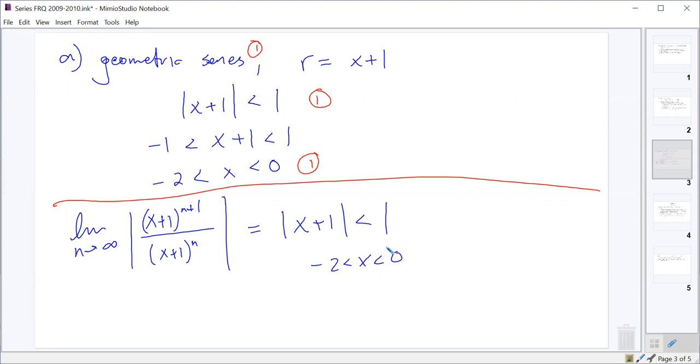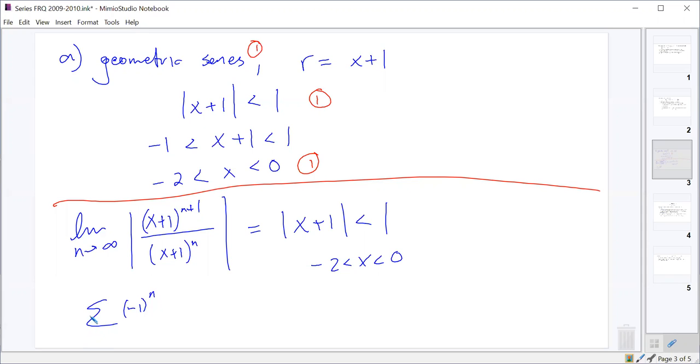But since we didn't recognize that it was a geometric series, if we used the ratio test, that means we also have to test those endpoints. And so you'd have to go in and say, all right, what if I plugged in negative 2 to my series? Which is just (x plus 1) to the n, we just have negative 1 to the n.